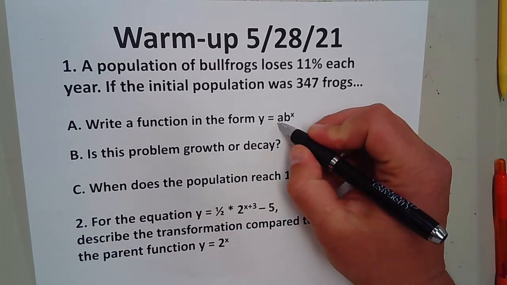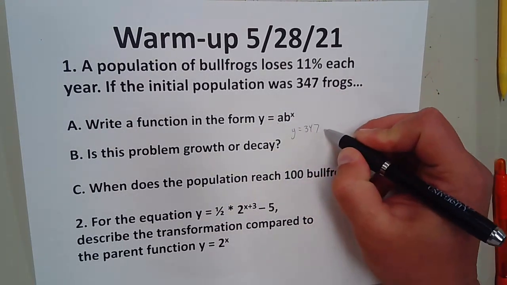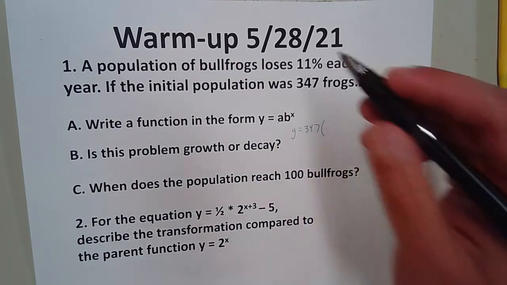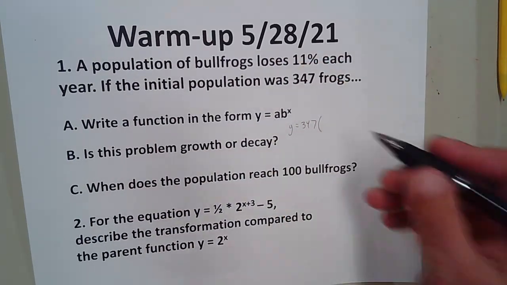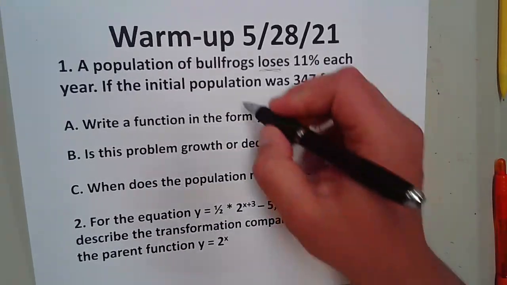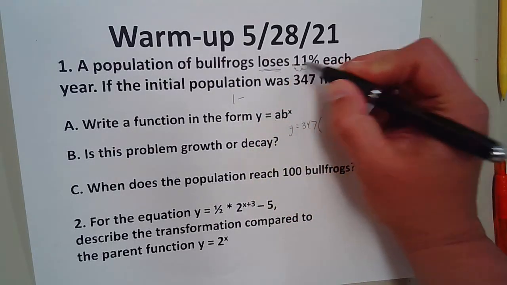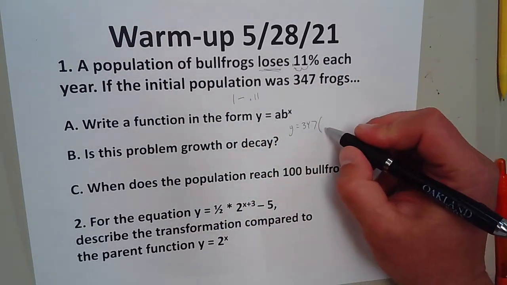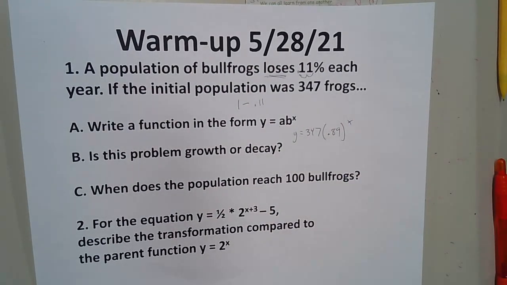All right, so remember A is the start value, so that's going to be the 347. So they started with 347 frogs. B is the rate, which the key to this is you have to add or subtract your rate to 1 to show growth or decay. Since they're losing, we're going to subtract. So we're going to do 1 minus, and then make sure you write this as a decimal, 0.11. So 1 minus 0.11 is going to be our rate. 1 minus 0.11 is 0.89. And so that's the value that we have to make sure we put in there for our B.